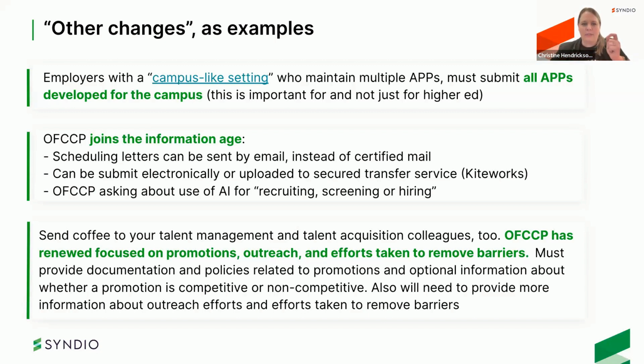They also identified and provide information. They're going to be asking information about the AI that you're using, but in a very specific way. They're asking for information for you to identify any of the vendors that you're using to recruit or hire or screen that are using artificial intelligence or automated systems or technology-based selection processes. So that's a new requirement.